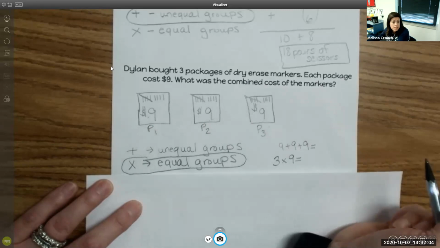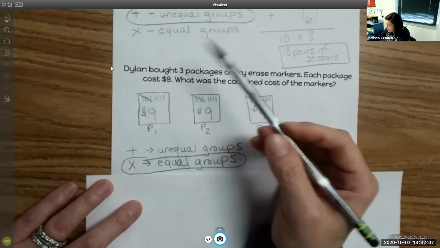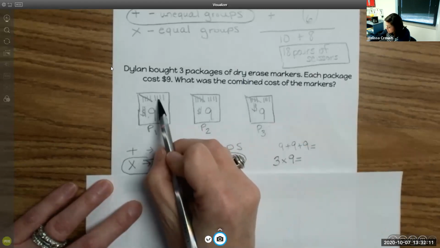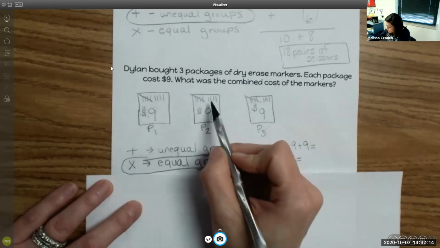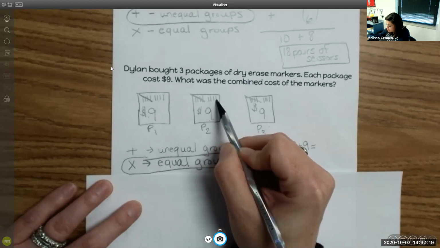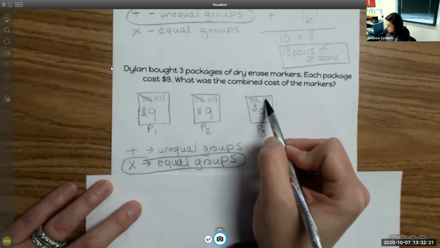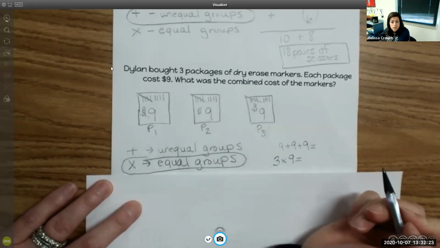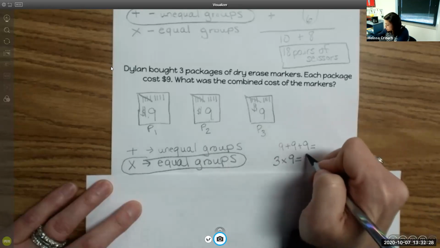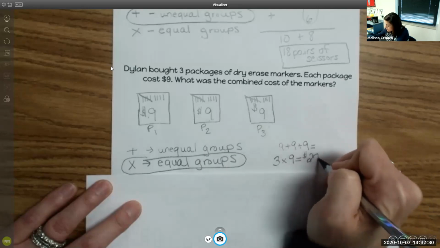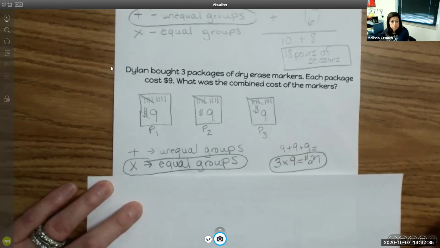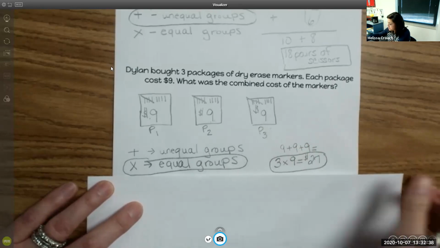Now I'm just going to skip count my 5s. 5, 10, 15, 16, 17, 18, 19, 20, 21, 22, 23, 24, 25, 26, and 27. So how much money did they cost? $27. Not too bad, right? Okay, let's look at another one.